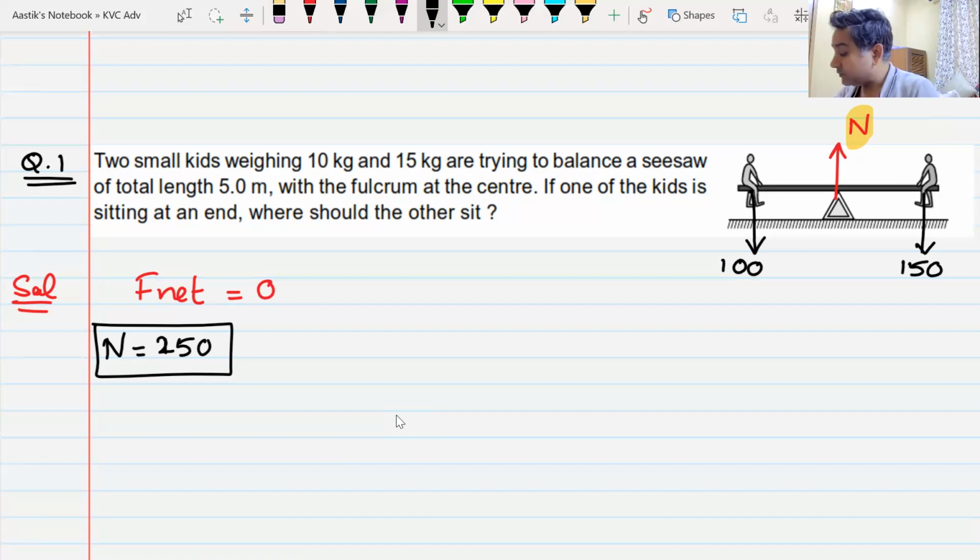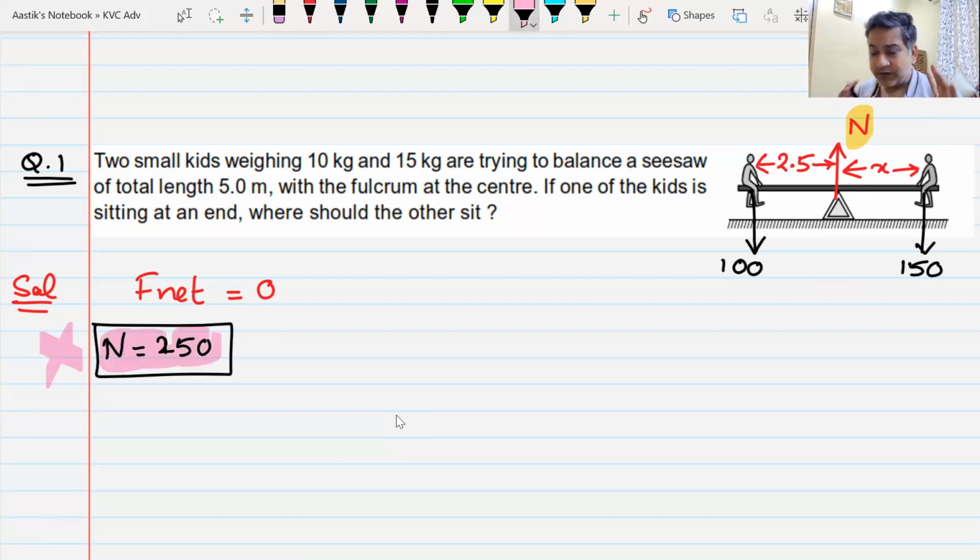Now you already know this distance. He is sitting at the end, so this is 2.5. Yes or no? Yes, sir. You have to find out this distance x. Since this system is in equilibrium, force net is 0, so you can take torque, or moment of force, about any point, and you will get your answer. Since this normal reaction is not asked, you may not have to find it. Now you have to find a suitable point where you don't have to use this normal reaction.